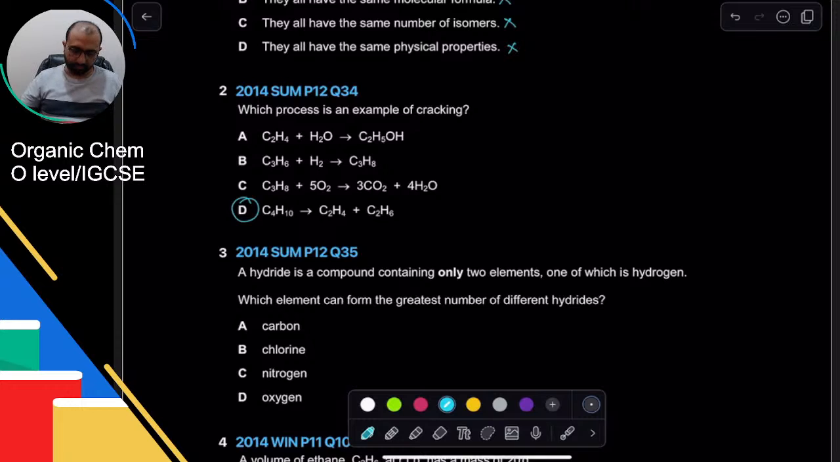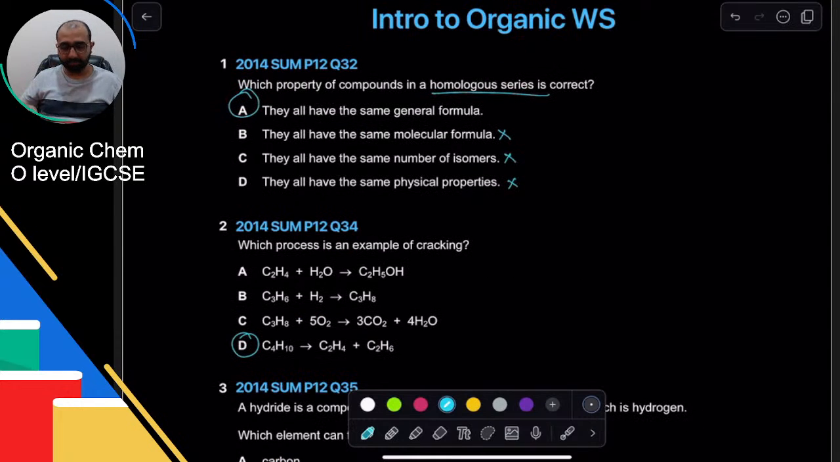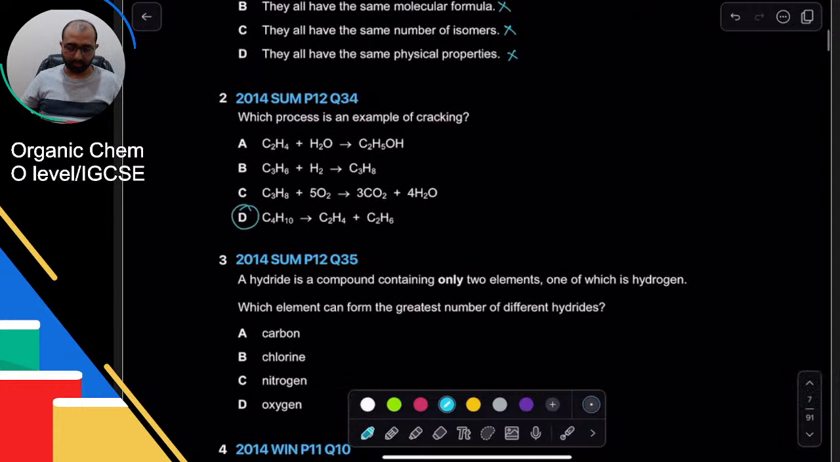Alright, so the first question was about which property of compounds in a homologous series is correct. So the first option is correct for that. And for the second one, they are asking which is an example of cracking. And we know that cracking is when you start with one big molecule. So that is the one that we are starting with.